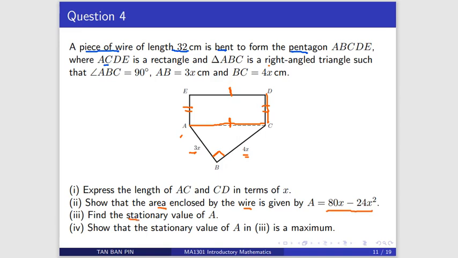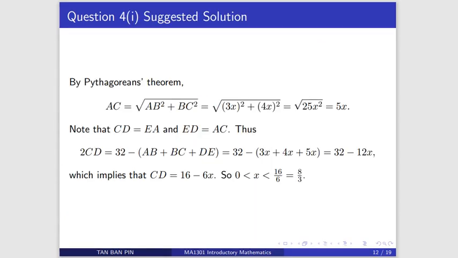After that, you're supposed to find the stationary value of A. So it's the same as solving dA/dx equal to 0. And then in part 4, you have to show the stationary value of A in part 3 is maximum. So let's look at the solution.